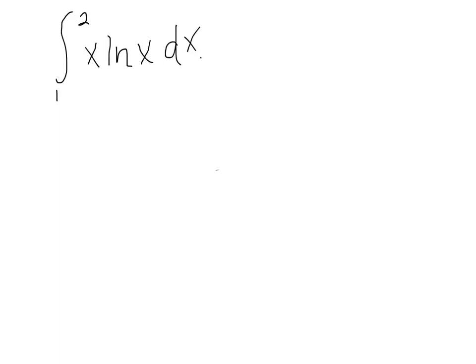So we want to let our f of x be something that is easy to take the derivative of, that wouldn't necessarily be something that's easy to integrate or find the antiderivative of. So we're going to let the natural log of x be our f of x, and the g prime of x, that's going to be our x dx.